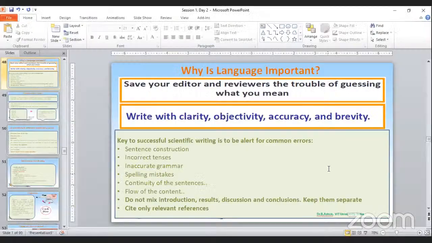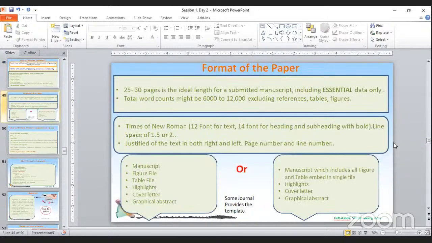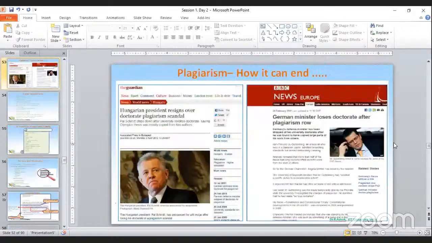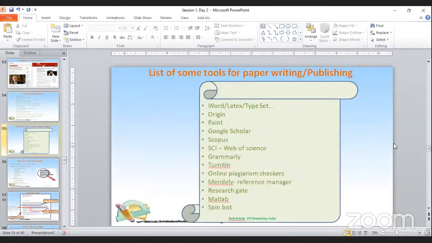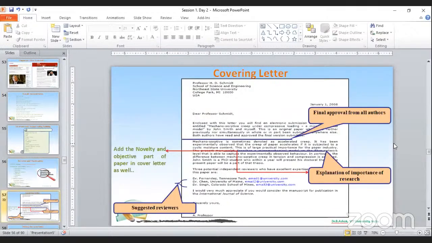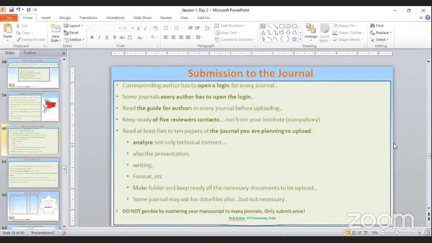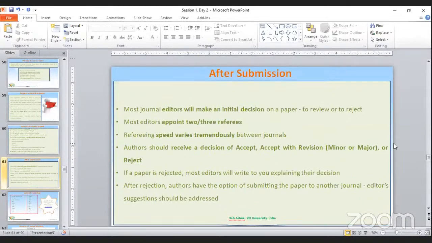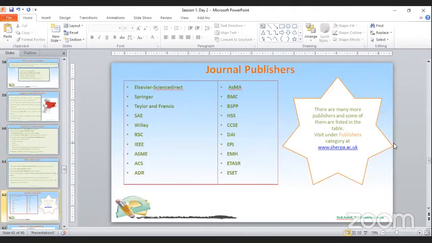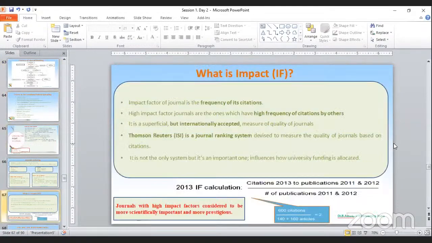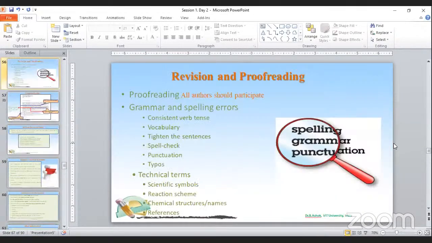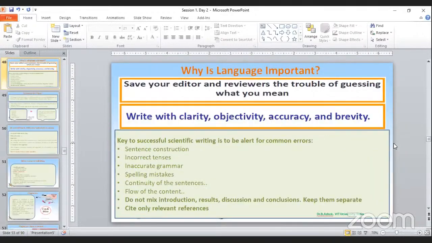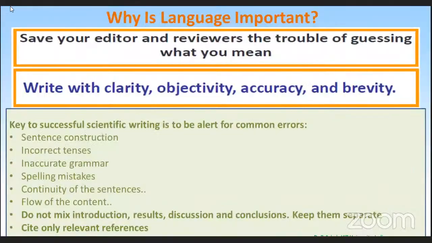So I suppose I need to complete another 40 more slides. Already the time is 11:30. So I will complete up to plagiarism. Someone has asked about plagiarism, the list of tools used. So till submission to the journal, I will complete. Maybe the review process and all those things, later on we will see. I will take another 5 to 10 minutes.